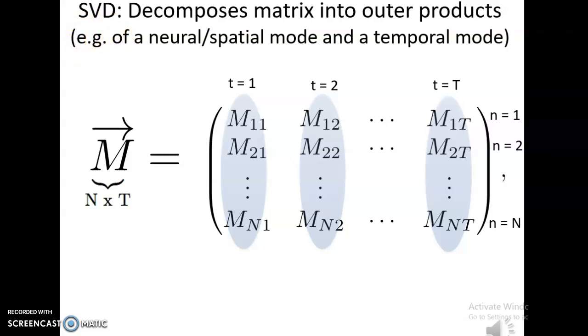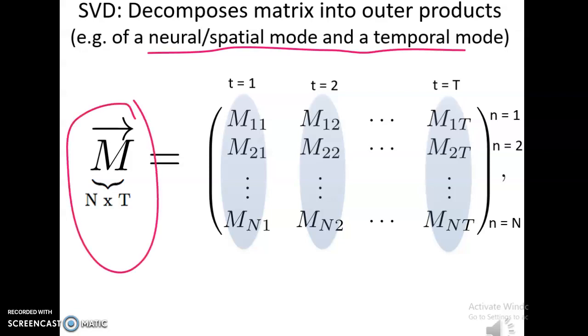SVD. SVD decomposes a matrix into outer products. Example: a neural spatial mode and temporal mode, N by T, where N equals 1, that is the row, N equals 2, up to N equals capital N, and T equals 1, T equals 2, up to capital T, that is the column.